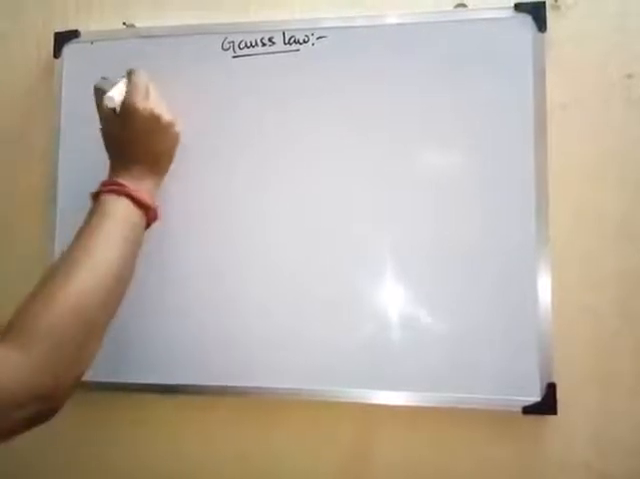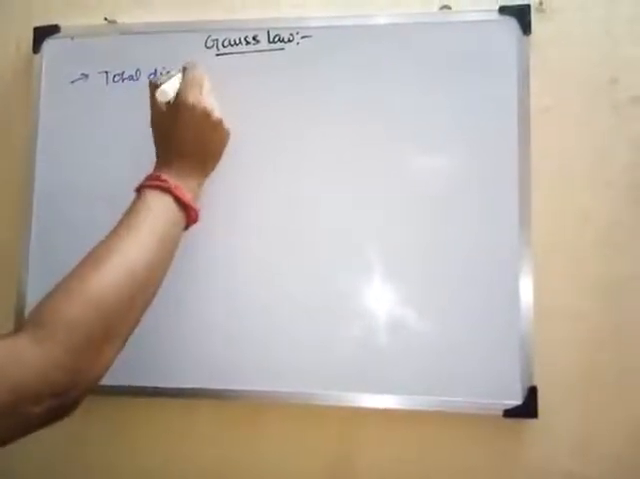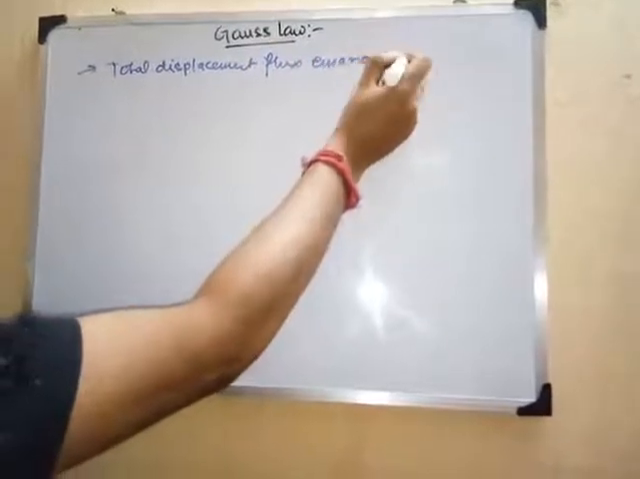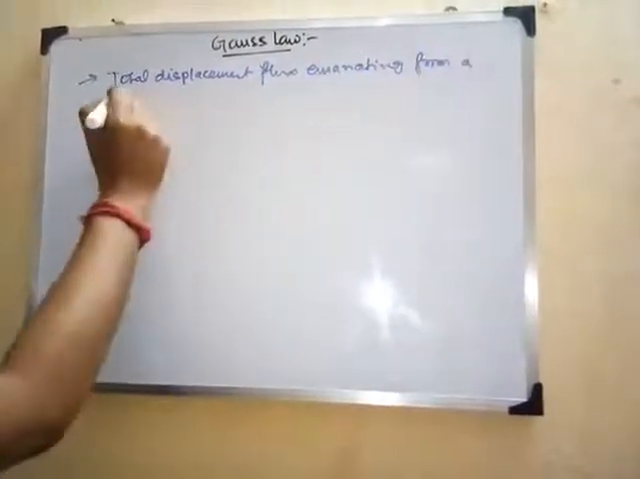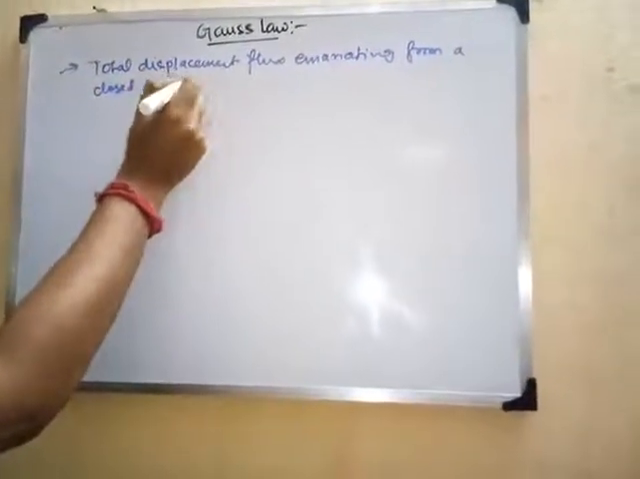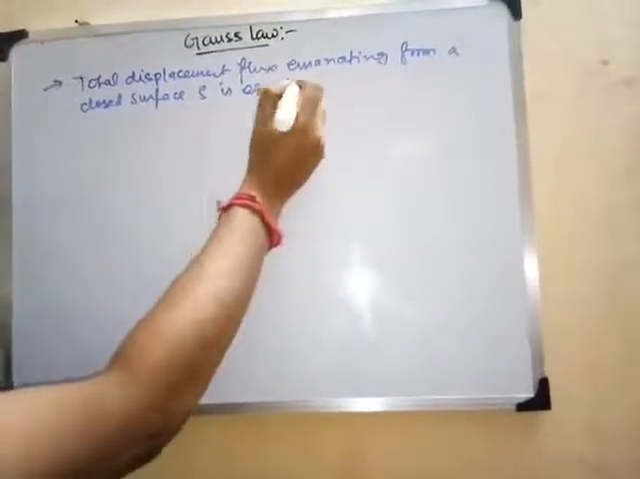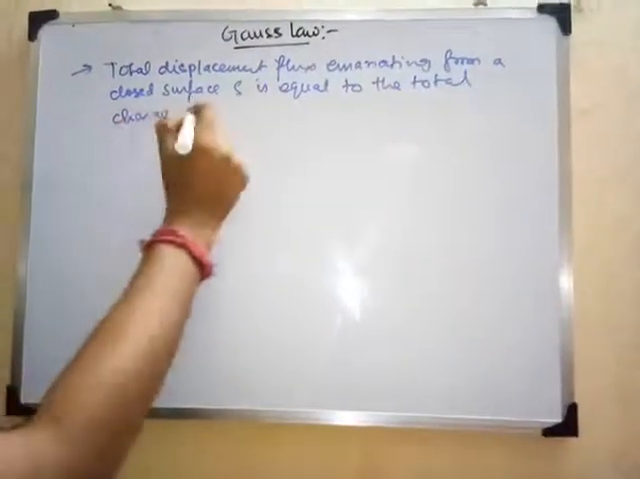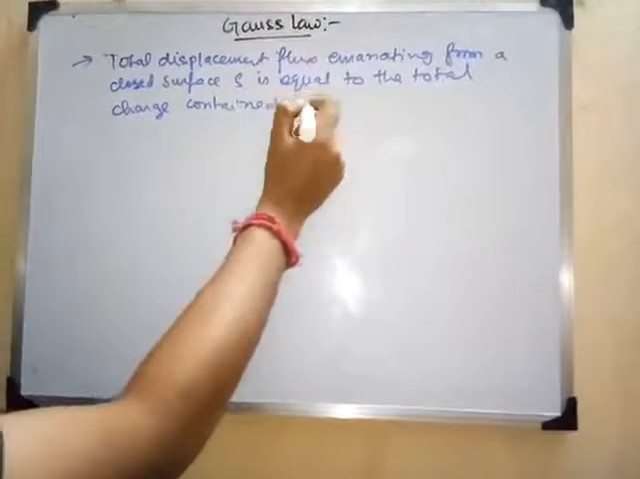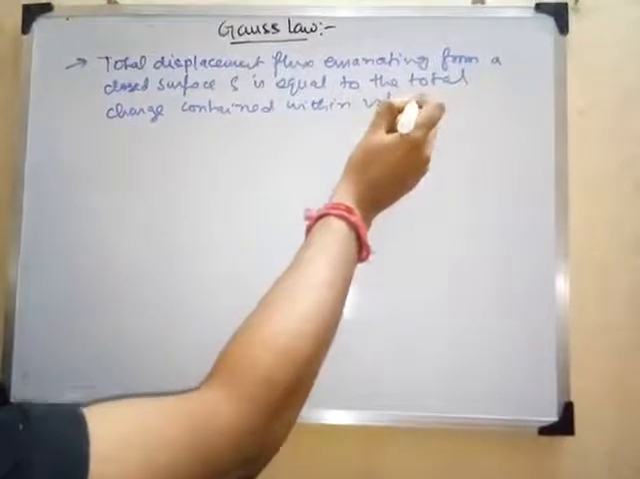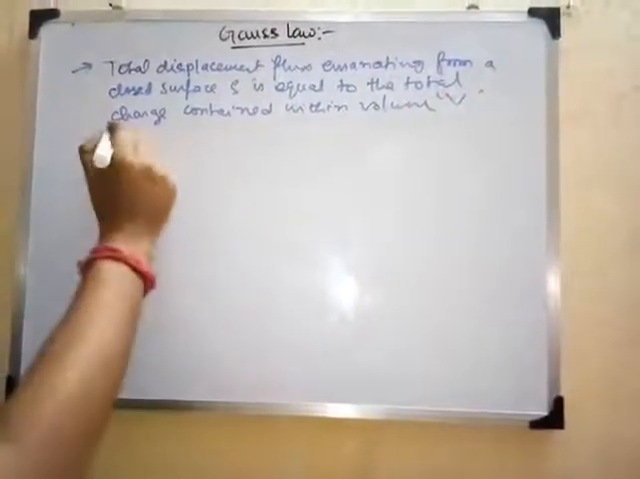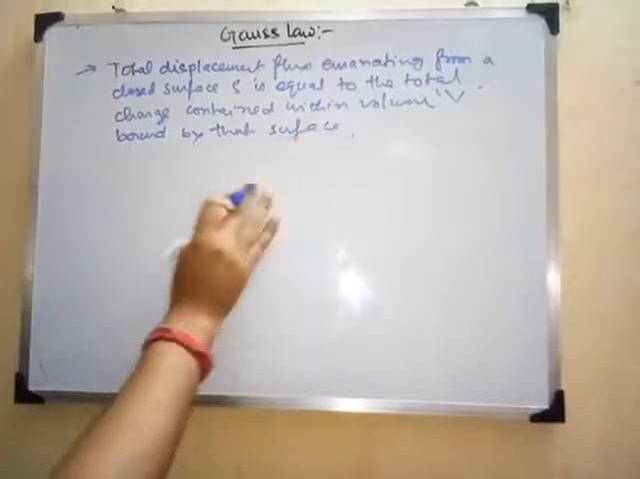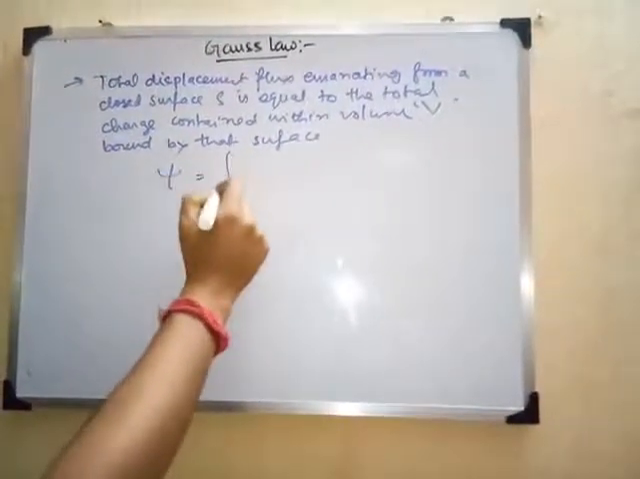Gauss law states that the total displacement flux emanating or coming out from a closed surface S is equal to the total charge contained within the volume V bounded by that surface.